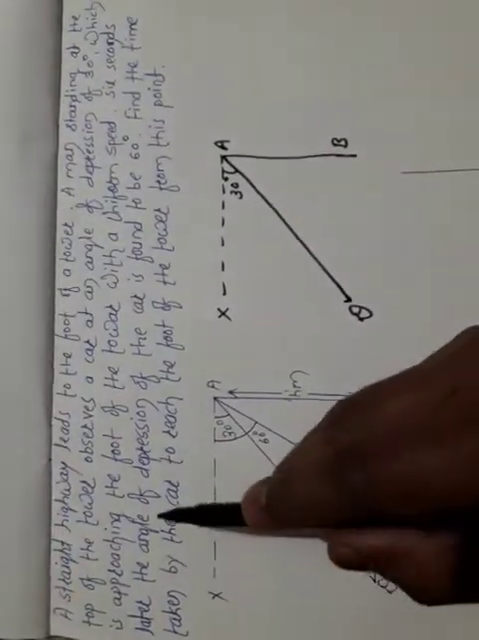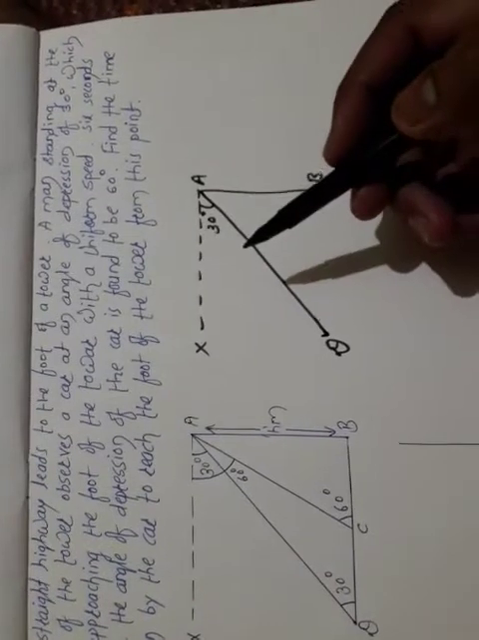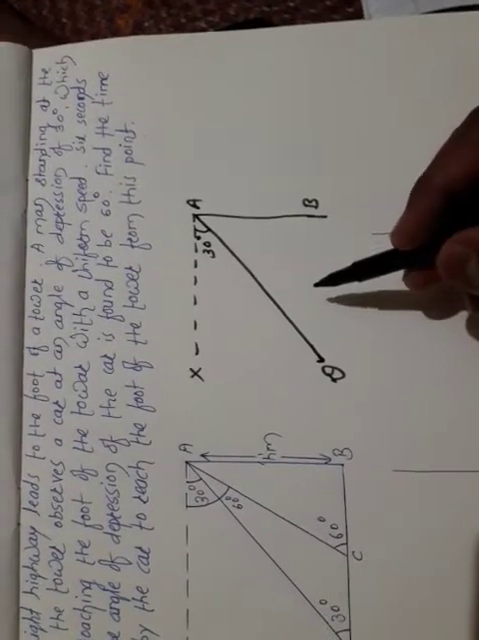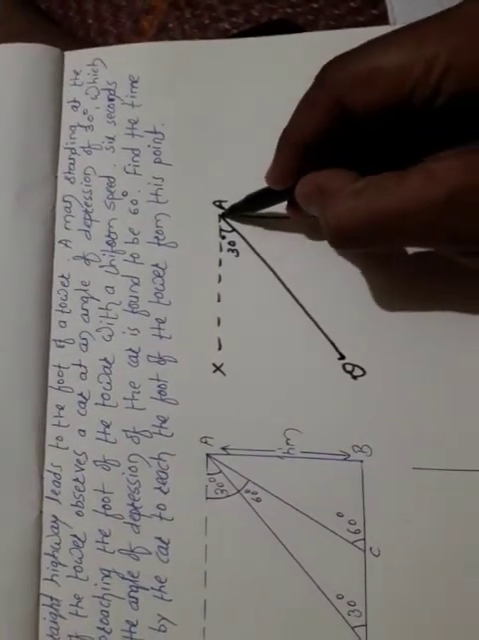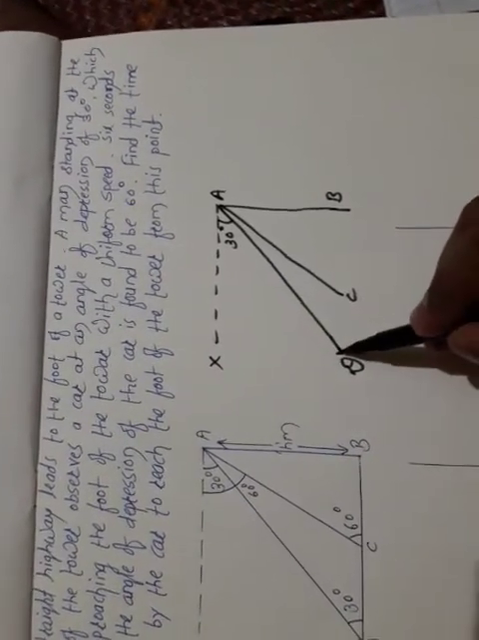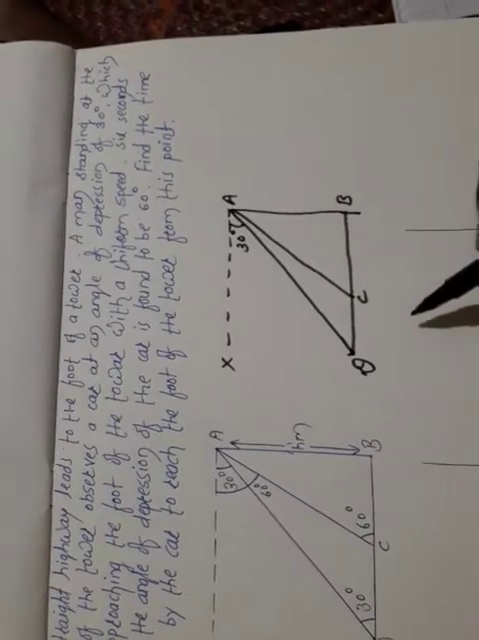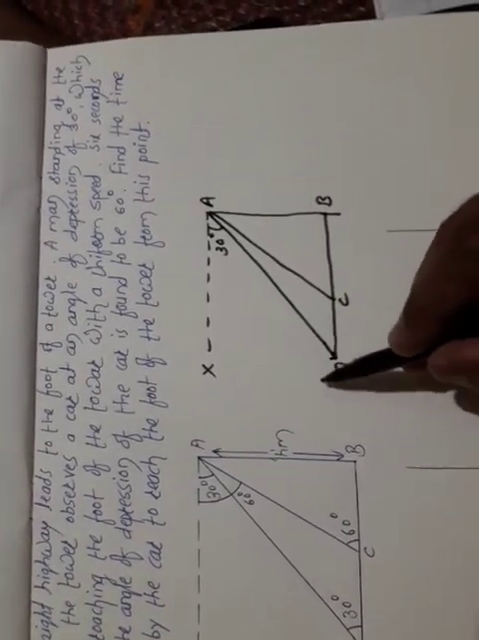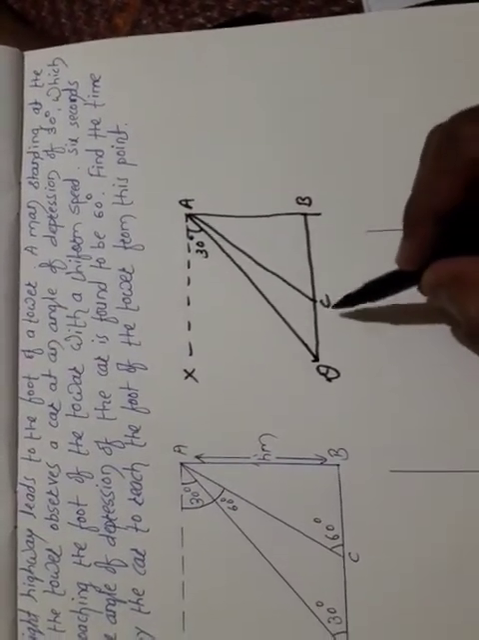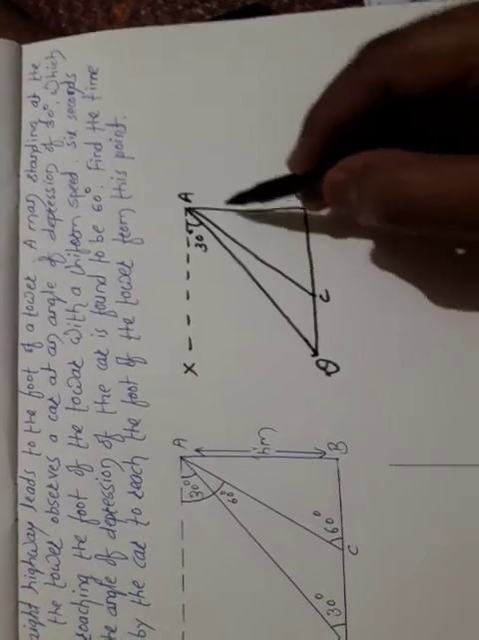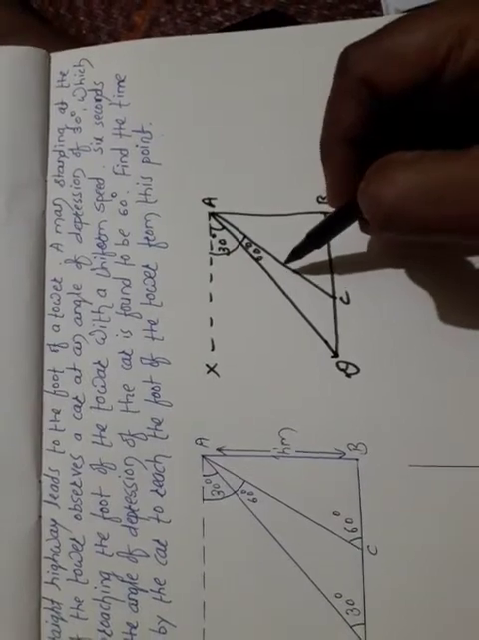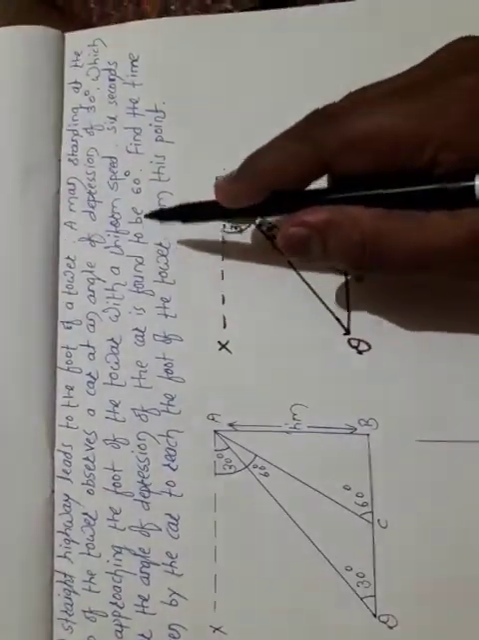6 seconds later the angle of depression of the car is found to be 60 degrees. Means when that car started moving from point D, after 6 seconds, suppose that car came to a point here, we can consider point C. Then you will come to know that after 6 seconds that car started its journey from point D and reached point C. Then this angle of depression was 60 degrees. Are you getting it?